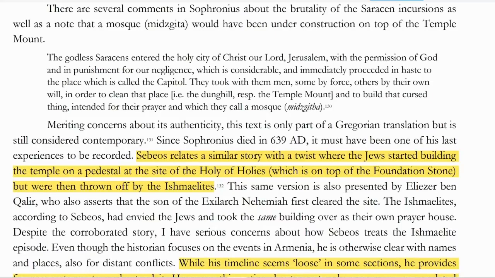Merging concerns about its authenticity, this text is only part of a Gregorian translation, but is still considered contemporary. Since Sophronius died in 639 AD, it must have been one of his last experiences to be recorded.